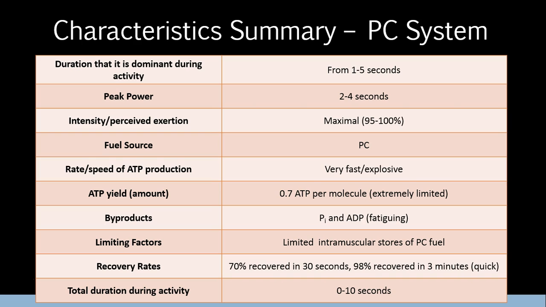The byproducts that we produce in this system are inorganic phosphates and ADP. The research is out a little bit, and they're still trying to figure out why these are fatiguing, but they are fatiguing byproducts. They seem to think that the inorganic phosphate in particular starts to interfere with calcium release, which then affects our muscle contractibility.